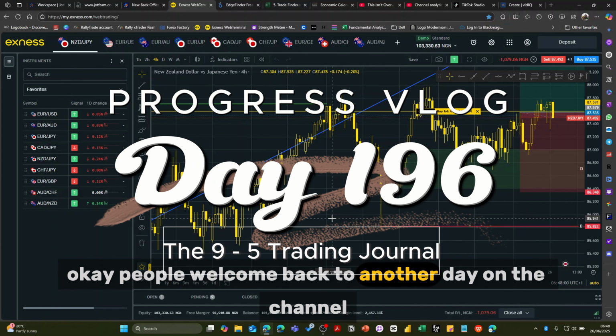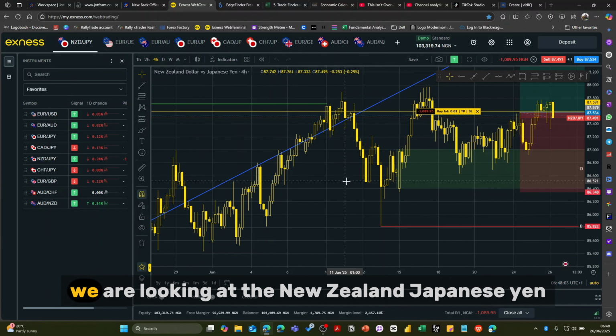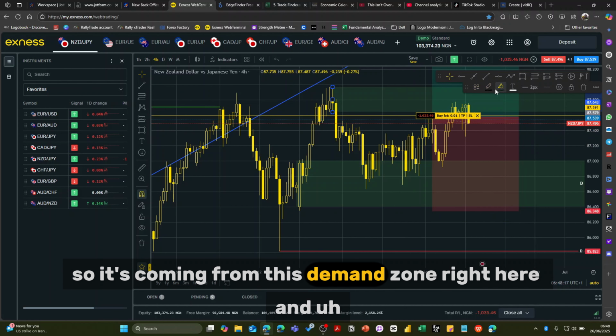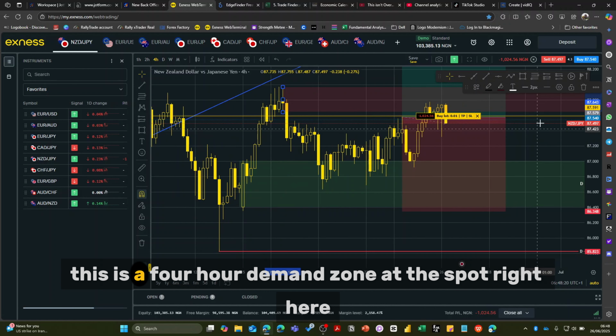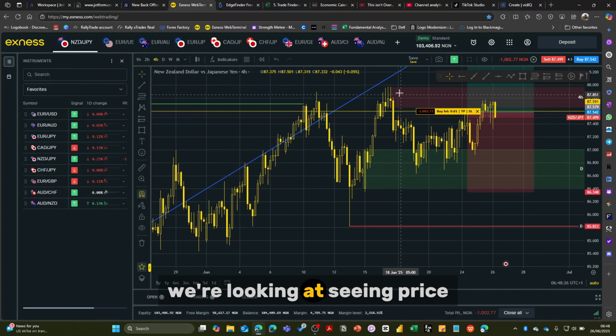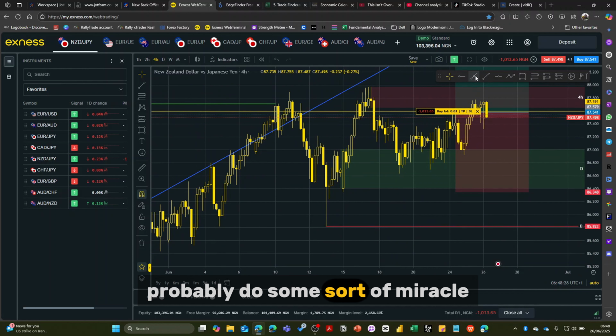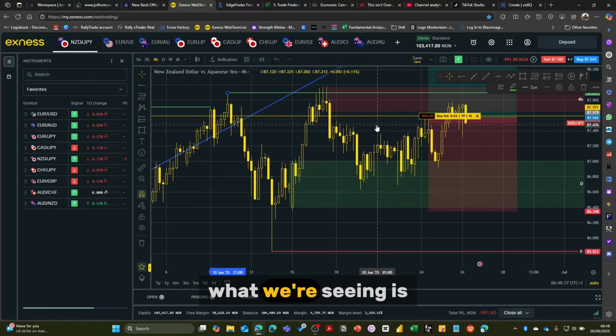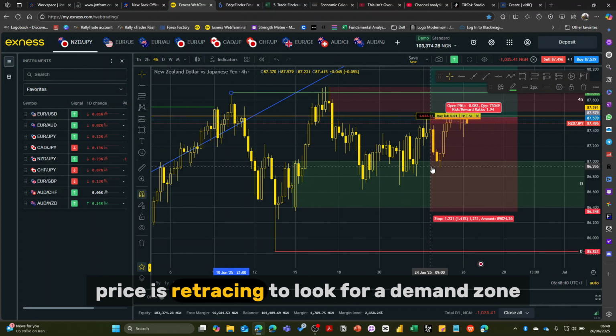Okay people, welcome back to another day on the channel, and this morning we are looking at the New Zealand Japanese yen trade. Obviously currently we're down 1,100 pips, and I think it's coming from this demand zone. It's a 4-hour demand zone at the spot right here. We're looking at seeing price probably do something there, but liquidity has been taken here before, and now what we're seeing is price is retracing to look for a demand zone.